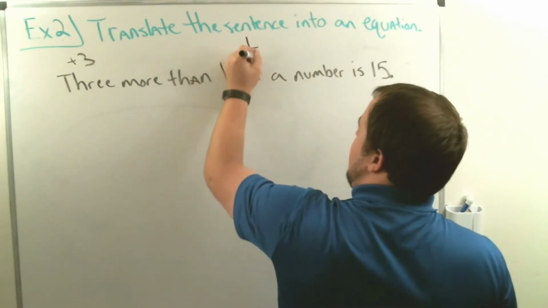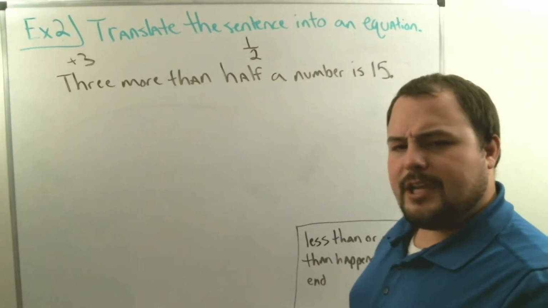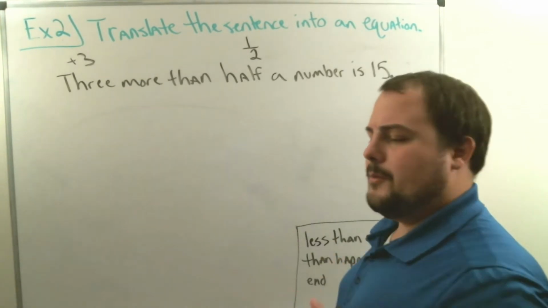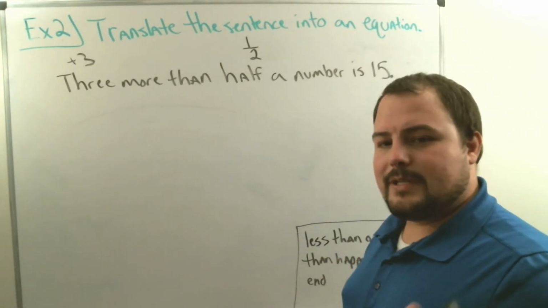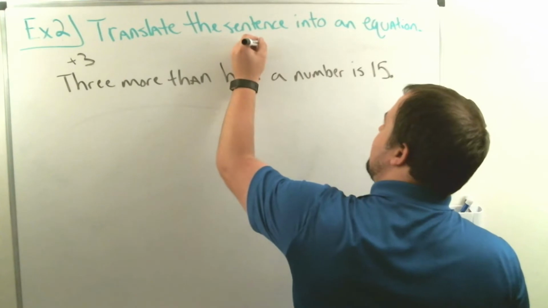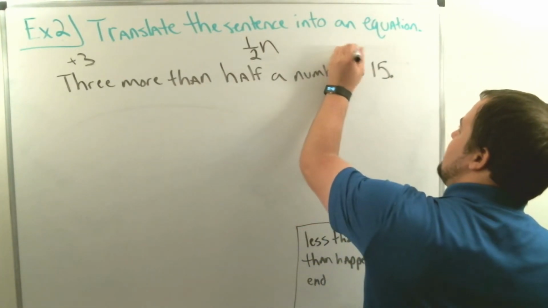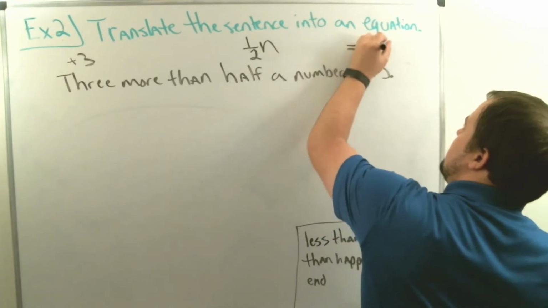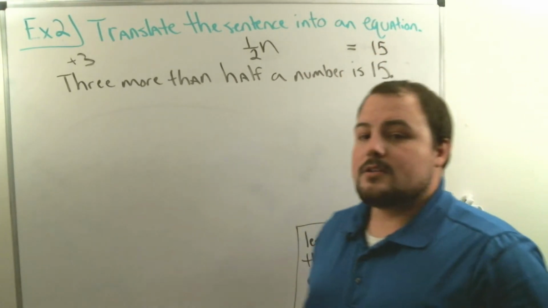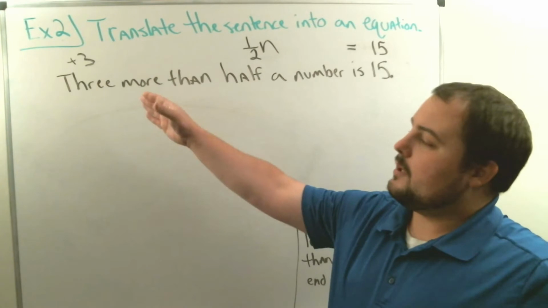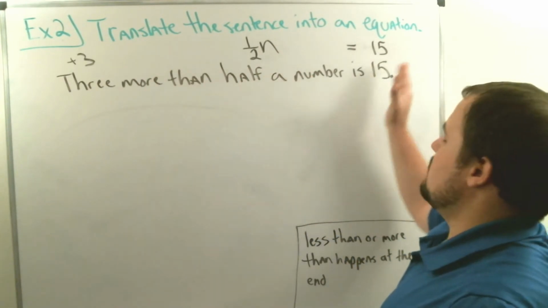So I need a half. Now, of a number. Half of a number. The word "of" in mathematics means multiply. So half times a number. The word "is" in mathematics means equals, and 15 is obviously 15. So what we have is a plus 3, half of a number, equals 15.